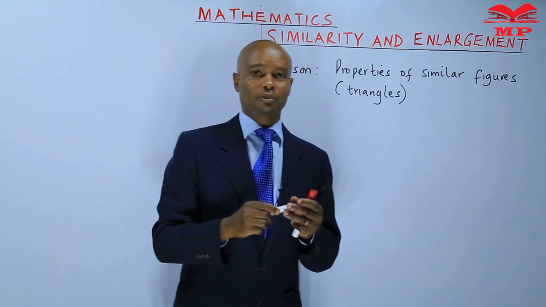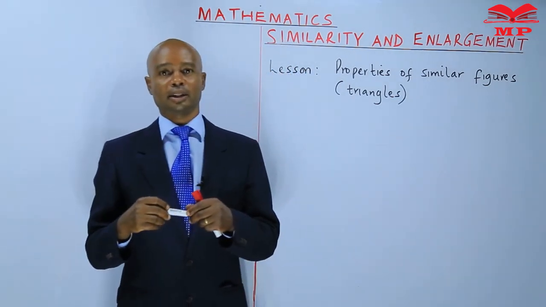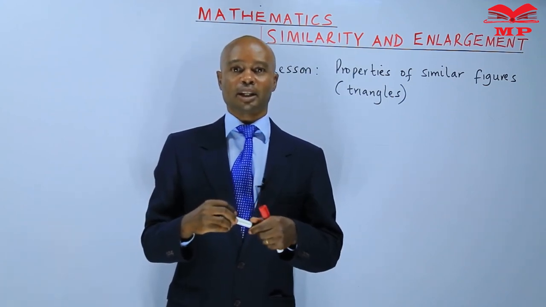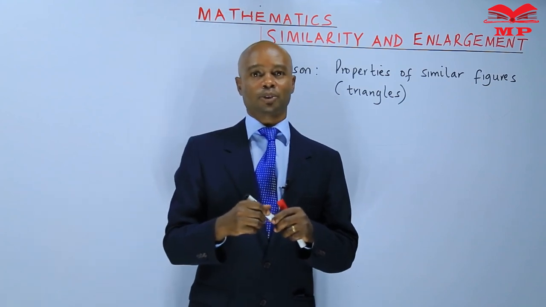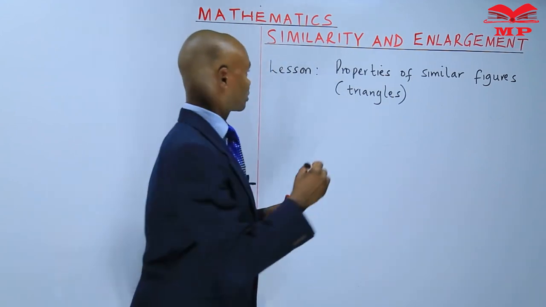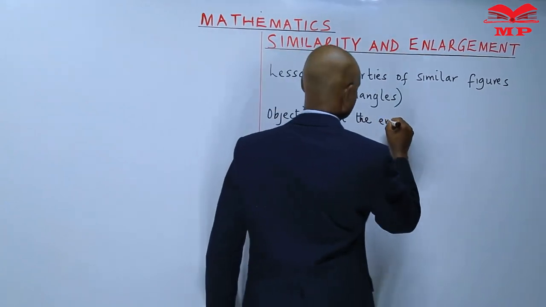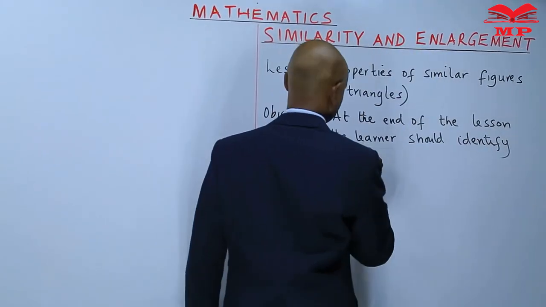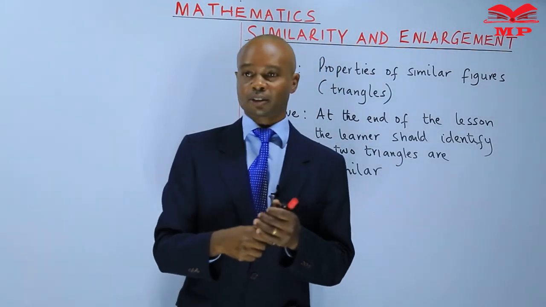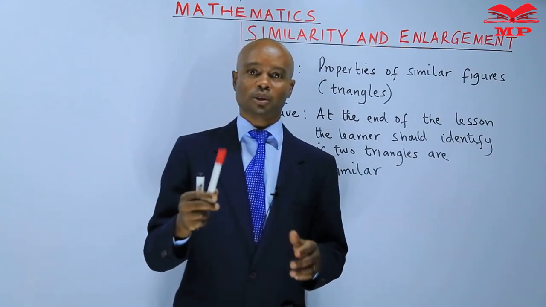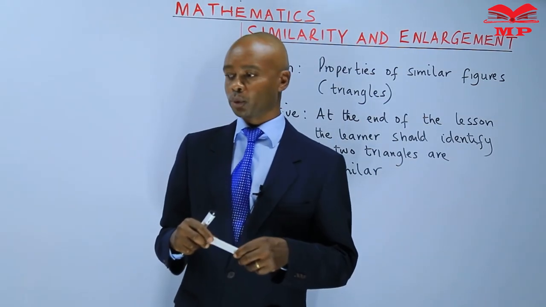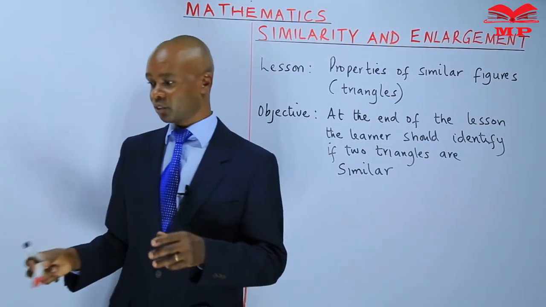For each of the lessons, an objective should be put forward. At the end of this lesson, the learner should be able to identify whether two triangles are similar, and through that be able to calculate some of the missing sides in any given question. So that is the objective. To exemplify that, we have to put down three triangles, which we will use to determine some of those properties.